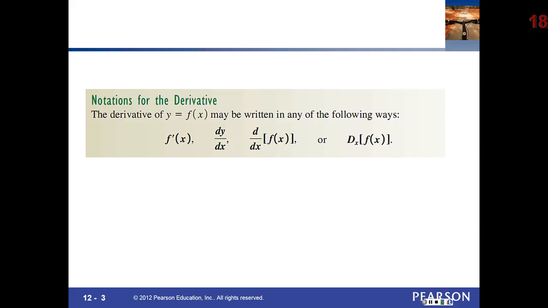What the dy is, it's saying the difference in the y values over the difference in the x values. The d stands for difference. So basically dy over dx is just emphasizing to you that the derivative is a formula for slope. That's really what it is. It's a formula for slope.